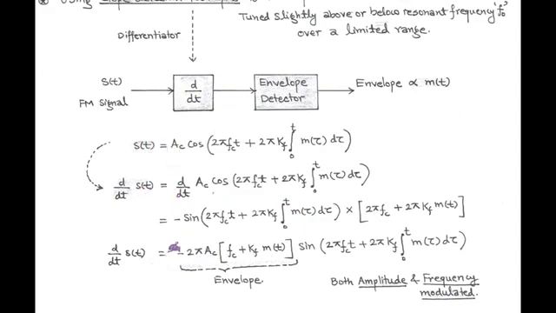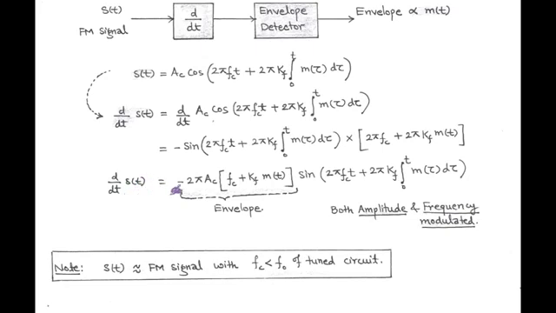Now after arrangement we get d/dt of s(t) equals minus 2π Ac (fc + kf m(t)) sin(2π fc t + 2π kf ∫ m(τ) dτ). Here the first expression is called envelope, which represents amplitude modulation, and the second represents frequency modulation. So here we have both amplitude and frequency modulated terms. Or we can say that the output of differentiator has both amplitude and frequency modulated terms.